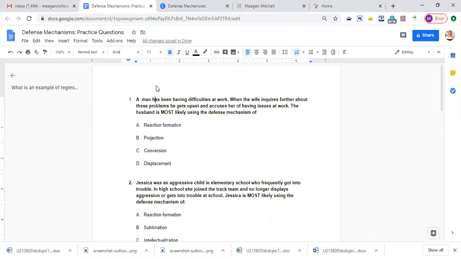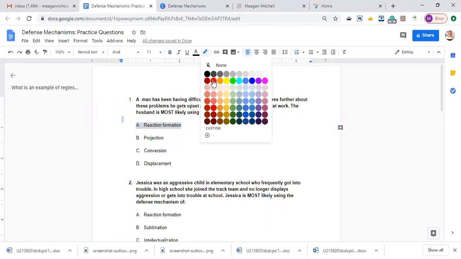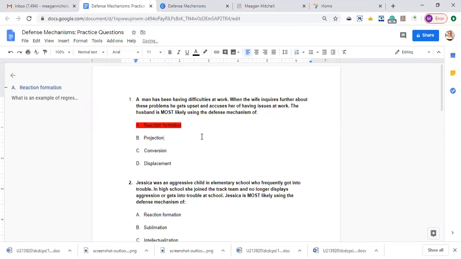So there are some that I can automatically get rid of right away. Reaction formation is expressing our actions as the opposite. That doesn't really make sense in this vignette, so we can get rid of that. Which leaves us with projection, conversion, displacement. Conversion, remember, is a bodily response or some symptoms that you might see physically. There's nothing here that suggests that that would be correct, so we can get rid of conversion. That leaves us with projection and displacement, which I told you can be very tricky.